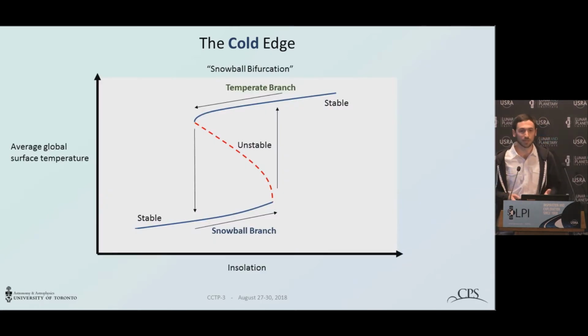Snowballs are in a bifurcation state. So there's 2 stable branches, the snowball branch and the temperate branch. We often define this in terms of insolation. We can also do it in terms of CO2 partial pressure, or more generally just the radiative forcing.